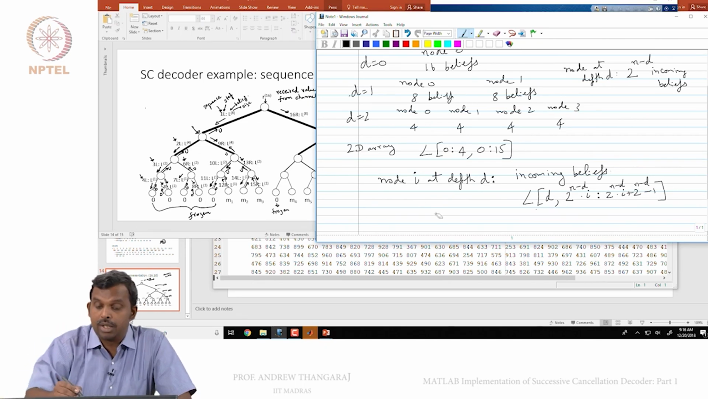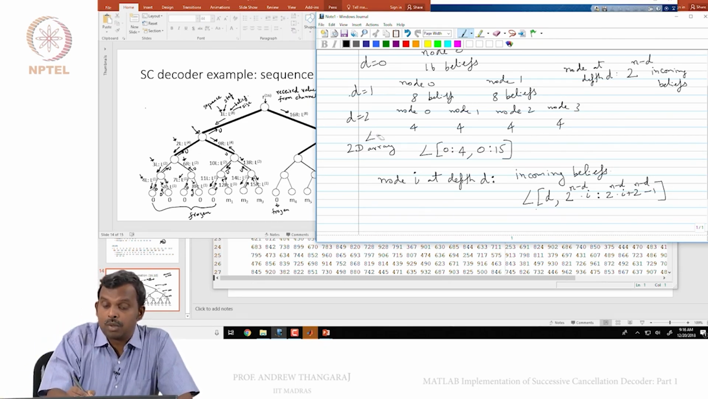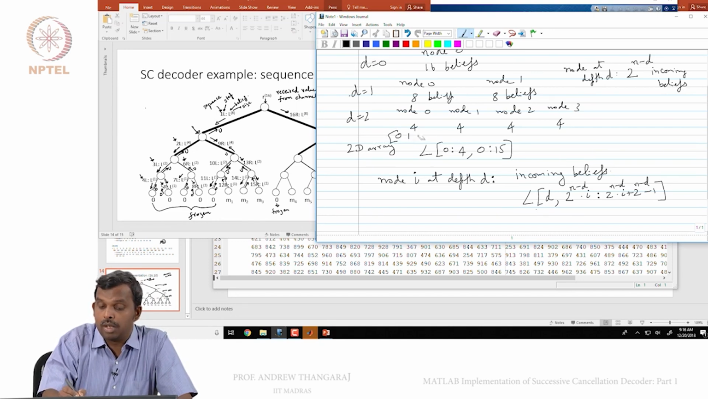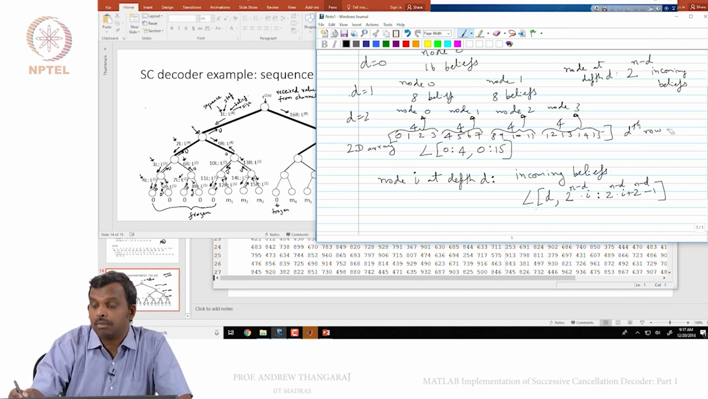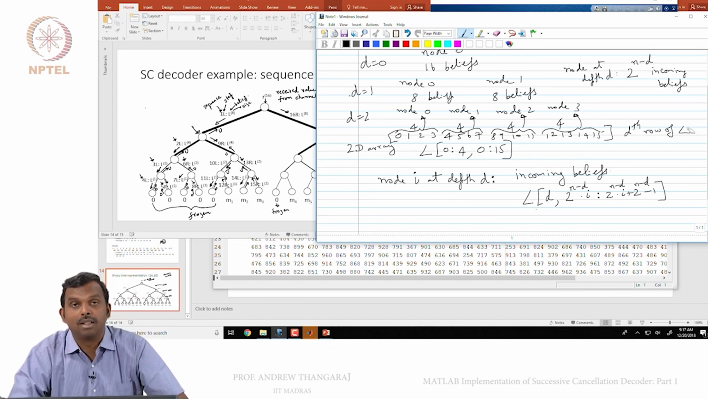Okay. So, hopefully that is clear to you. So, for instance, maybe I can use this example. If you have L here, if you think of an array here, it will have the entries 0, 1, 2, 3 associated with node 0, and then 4, 5, 6, 7. These 4 are associated with node 1, and then 8, 9, 10, 11. These 4 are associated with node 2, and then 12, 13, 14, 15. These 4 are associated with node 3. Okay, so this is the dth row of L. Hopefully that's easy enough to see.